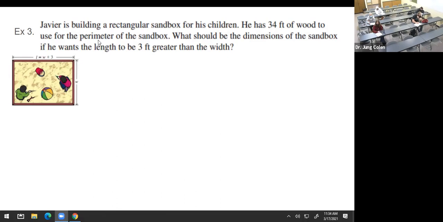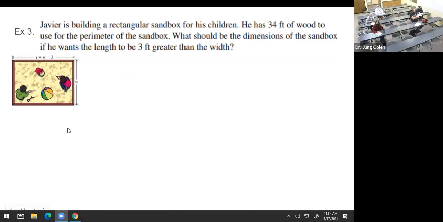In this question, maybe it's easy to draw a picture too, just like this. What should be the dimensions of the sandbox if he wants the length to be 3 feet longer than the width? If we say the width is W, the length should be 3 more than that, W plus 3. For this question, I put W instead of x because W can stand for width. The length should be width plus 3, right? You don't have to draw a beautiful picture like this. You can just make a rectangular shape to represent the box, right? You can simplify the shape too.